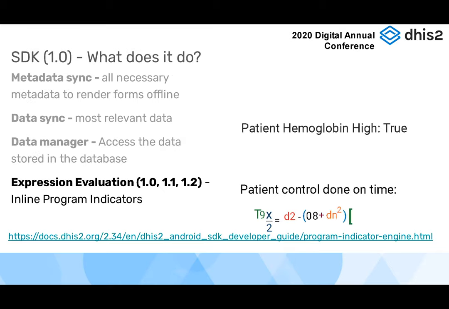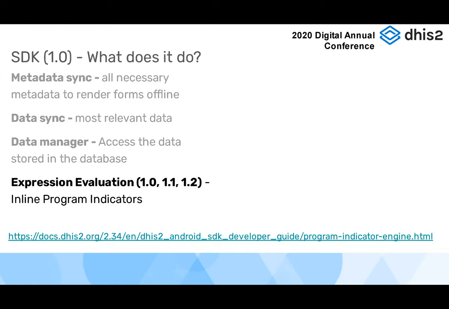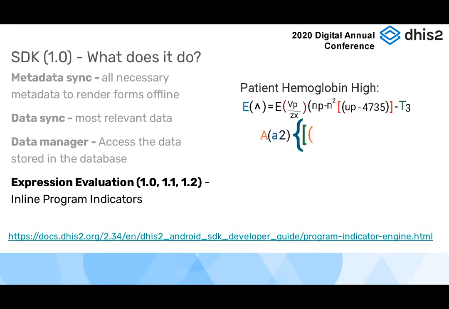For example, also since the very beginning, we have what we call an expression evaluation engine. That is quite nice because here we can make all the calculations of inline program indicators. Okay, we don't have indicators yet. We have program indicators in the context of a TI. This is an ongoing work that is in progress.